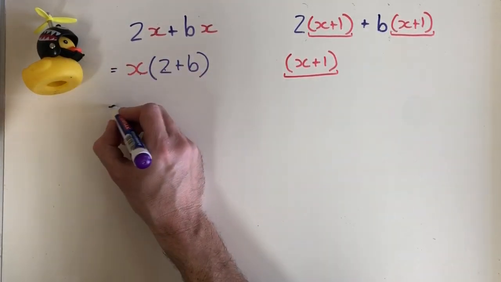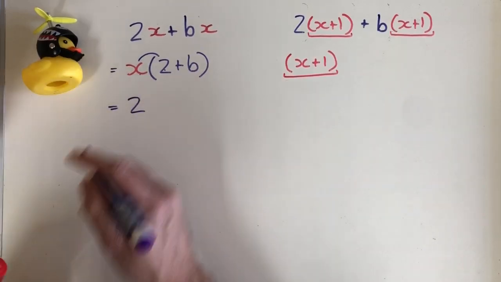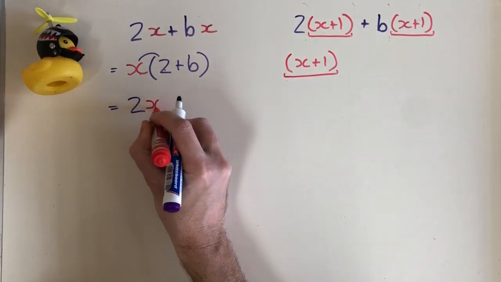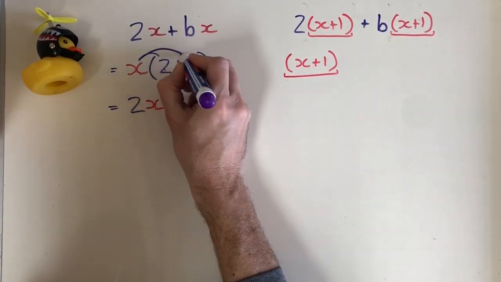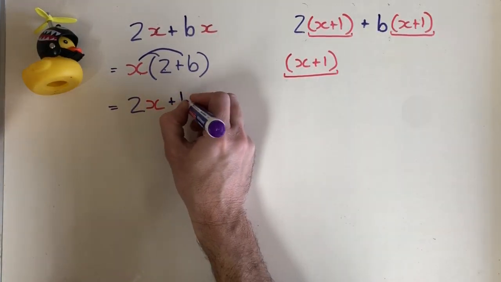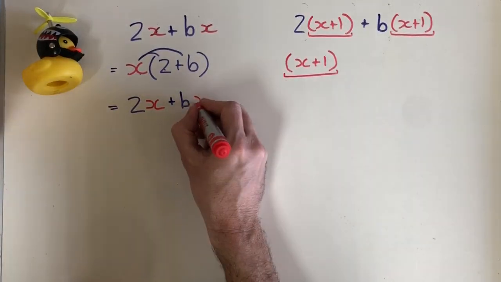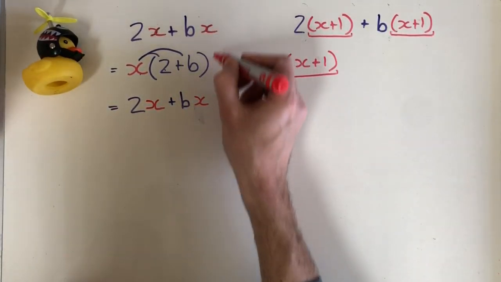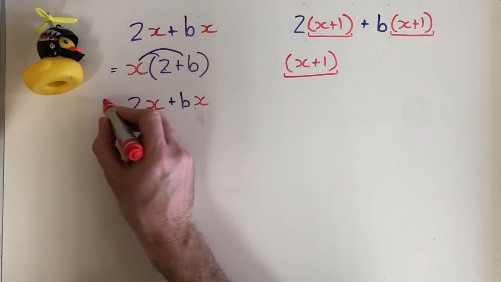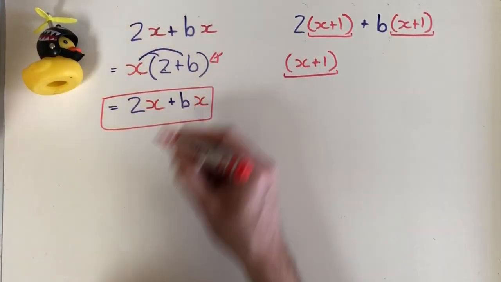So the 2 plus b, because I know 2 times x would give me 2x. Let's just say if I was expanding brackets, then I would get 2x, and multiplying that would just give me plus b. Okay, so this is the same as that. I didn't have to do this. This is just proof. This is the actual answer for factorizing.